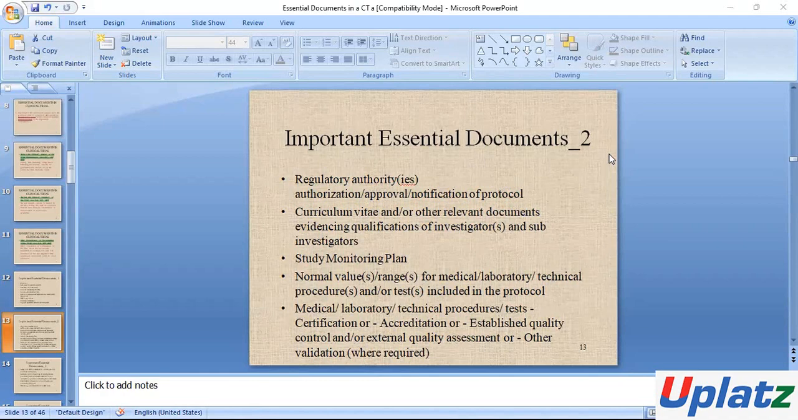Then the next is the CV, curriculum vitae, or any other relevant document that provides evidence of qualification of the investigator or sub-investigator. So this documentation will provide important information about educational background, relevant trainings, work experience, publications, and presentations, which are completed by investigators and sub-investigators.